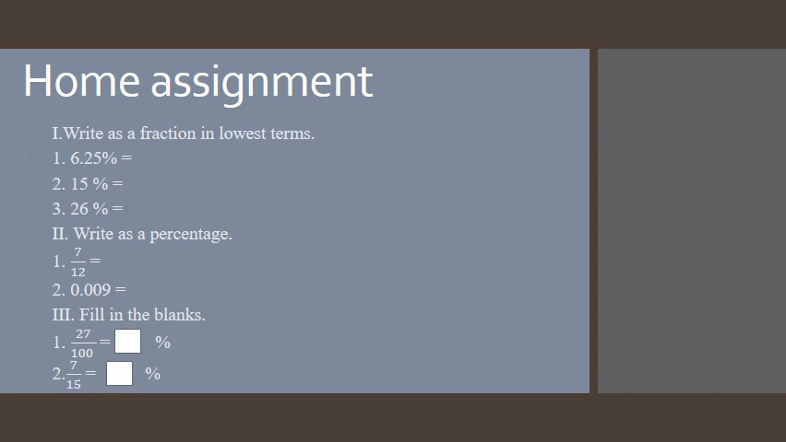So children, I hope you have understood this concept of percentage and how to write percentage as a common fraction or common fraction as percentage, right? So now children, after learning this concept of percentage, let us do this home assignment. You all are supposed to do this home assignment in your maths homework copy in very neat and clean handwriting. So this way we have come to the end of your exercise 12A, right? I hope you have understood this exercise very well.